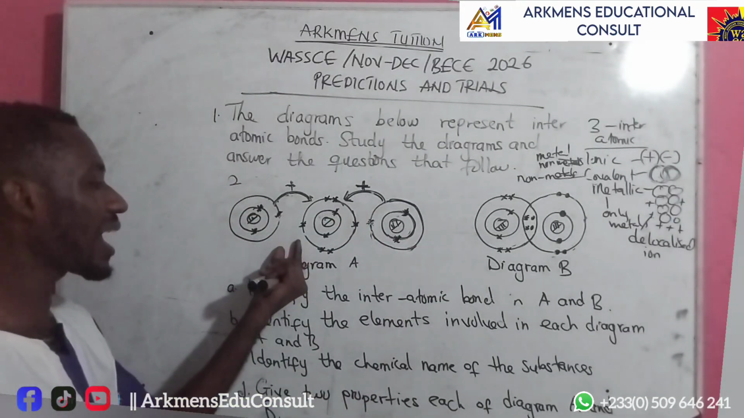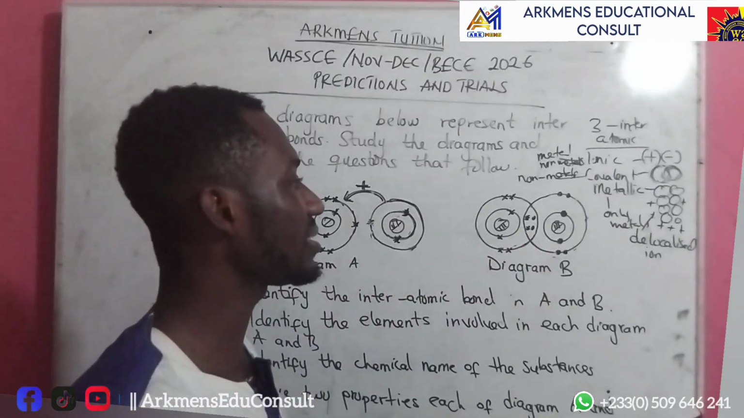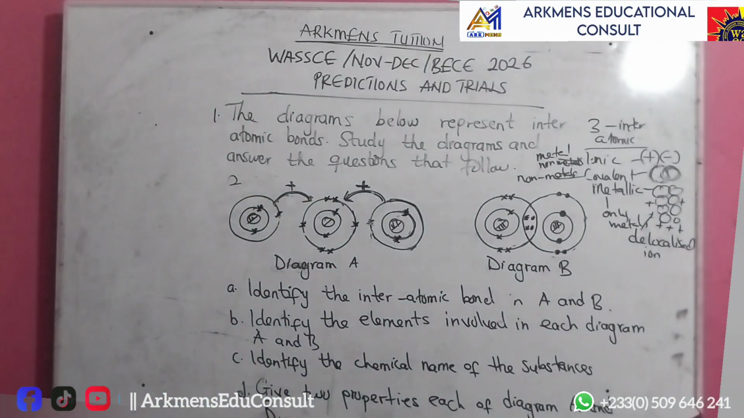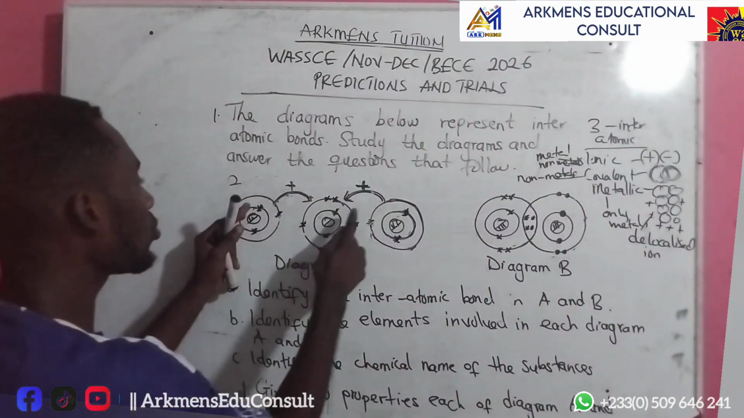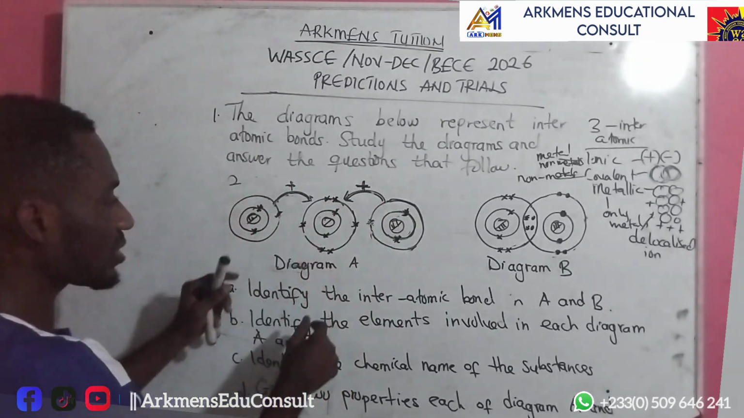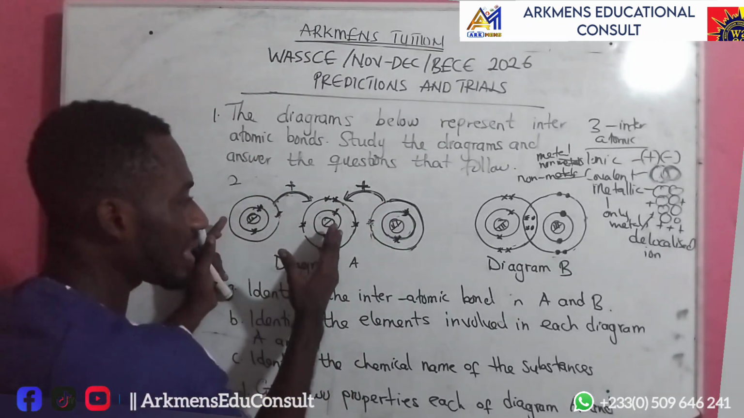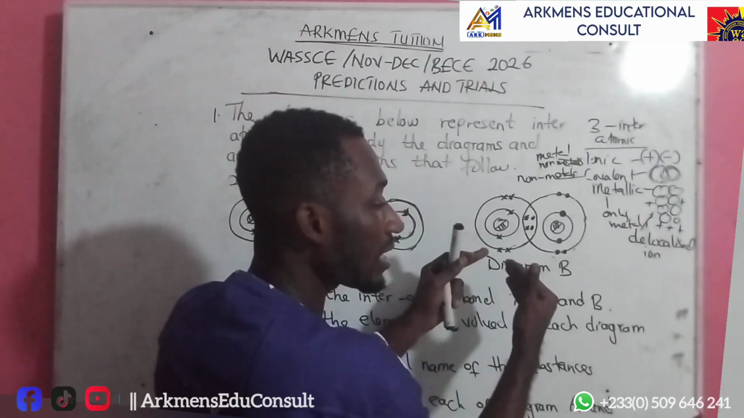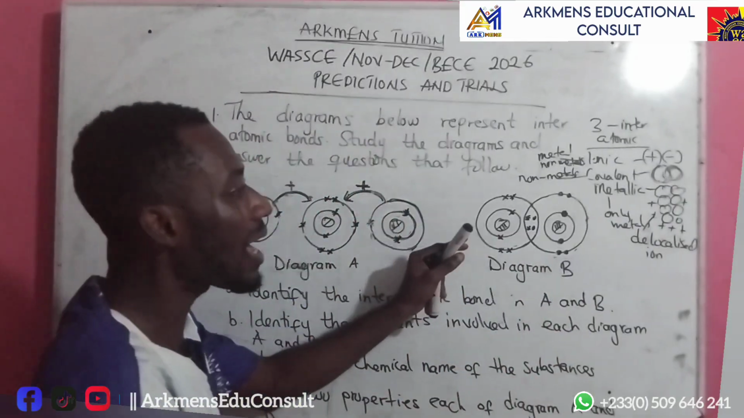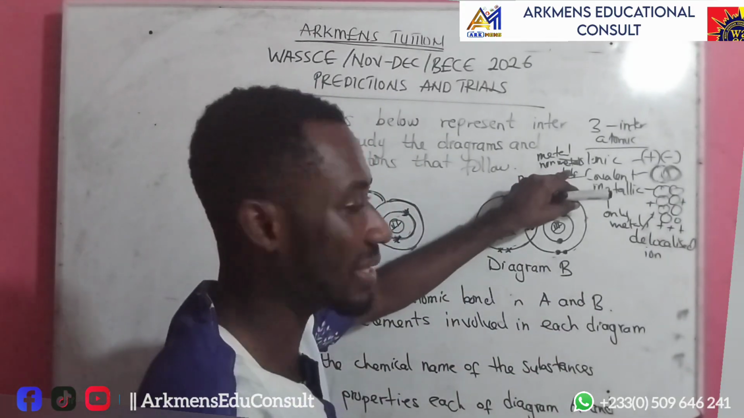So this is the ionic bond, and this is the covalent bond, as simply explained. This one donates and receives electrons and occurs between metals and non-metals. This one shares their outermost electrons, and it only occurs among non-metals.